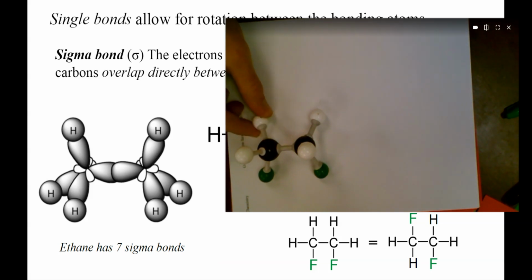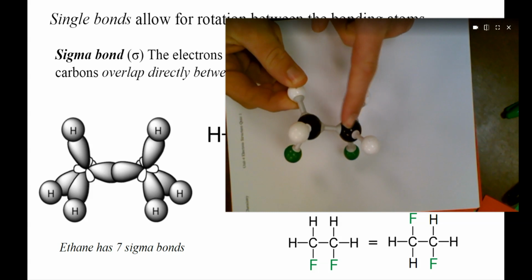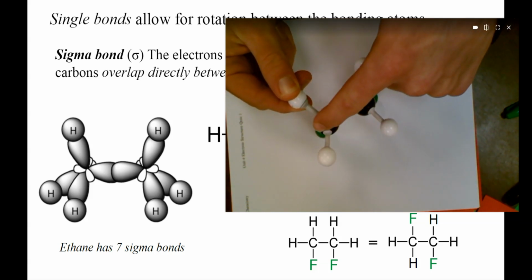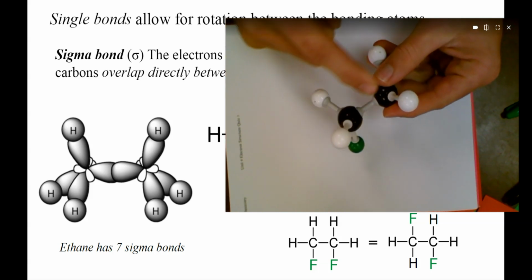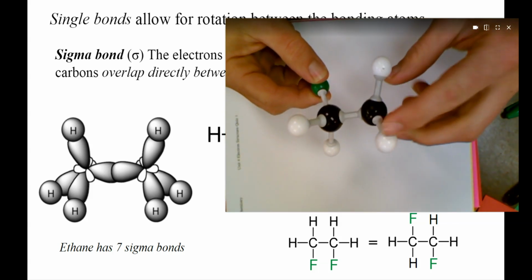Okay, here I have this 3D model that's showing the tetrahedral arrangement around the carbon. So each carbon has 1, 2, 3, 4 things attached. This carbon has 1, 2, 3, 4. So it's tetrahedral. All these bond angles are the same.